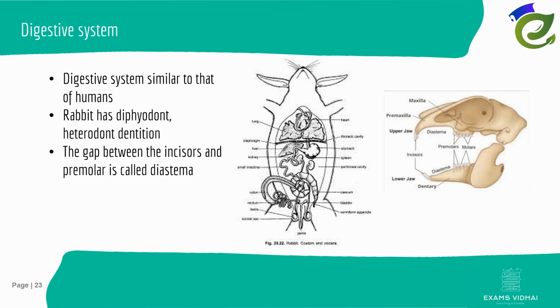Now, coming to the digestive glands, we have the salivary glands, gastric glands, liver, pancreas, and intestinal glands. And the secretions of these glands are important because they help in the digestion of food in the alimentary canal. So, this completes the digestive system of the rabbit.